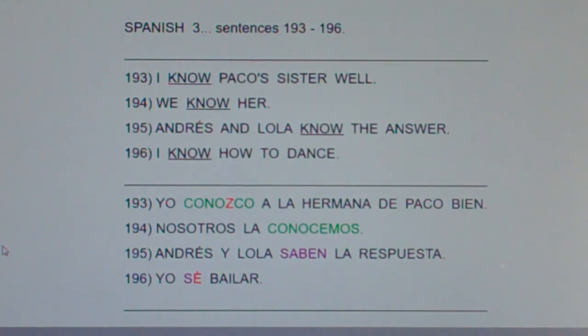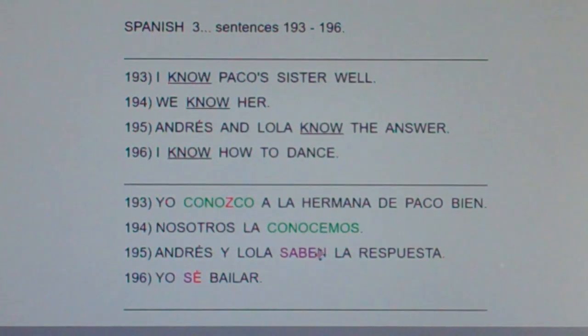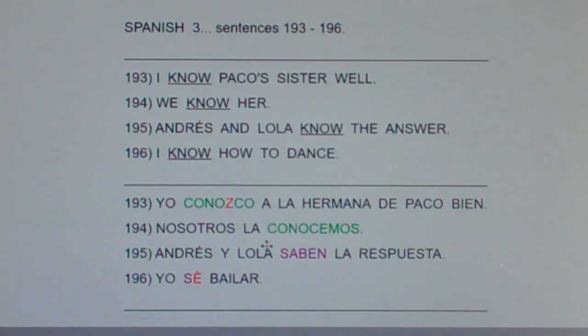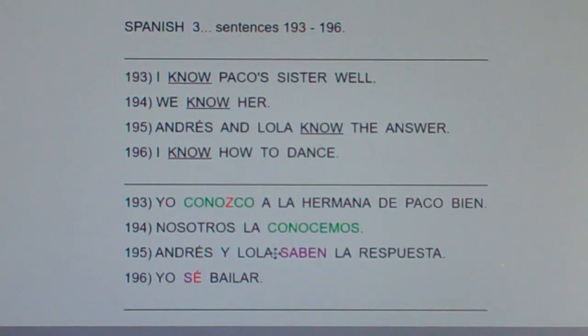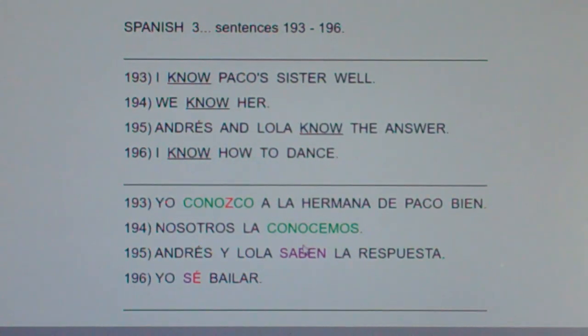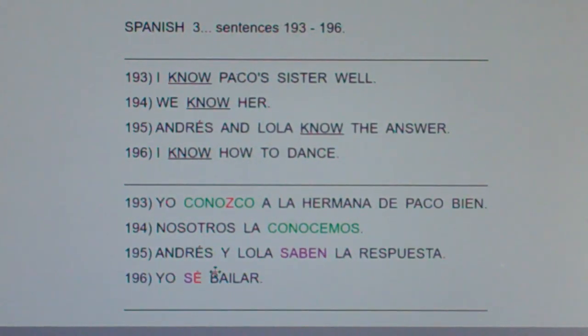Now, we know her. Well, she's a person, so it's conocemos. The word for him is lo. That was a lo thing for him to do, so the word for her is la. Now remember, you don't need a personal A with Lola. You need a personal A with Maria. I know Maria, but you don't need a personal A with her. La, I know her.